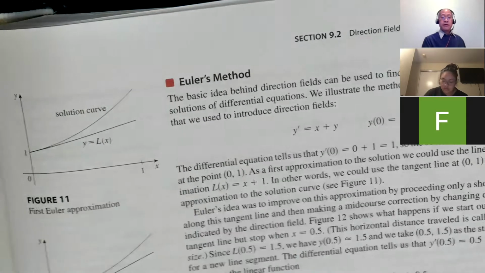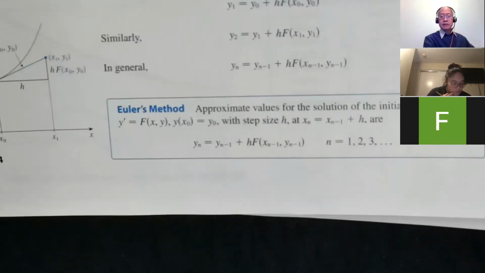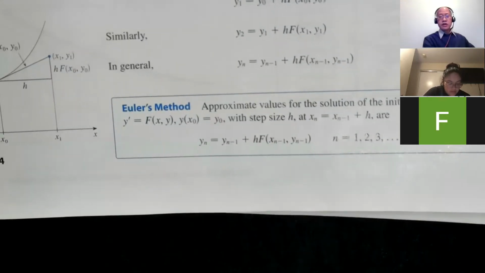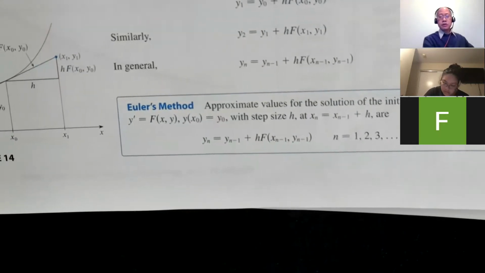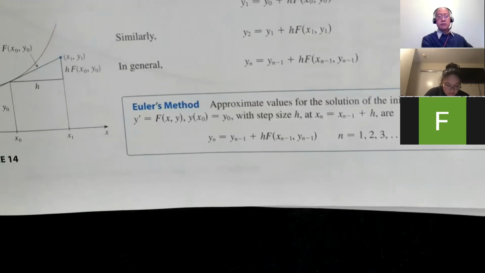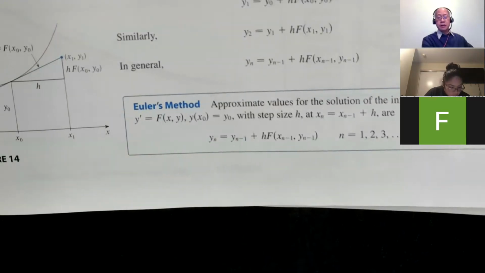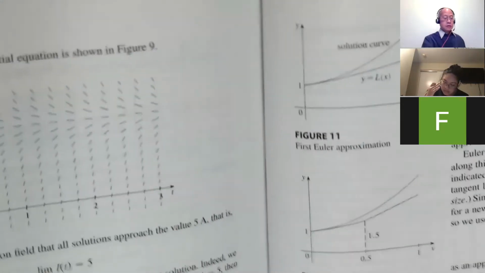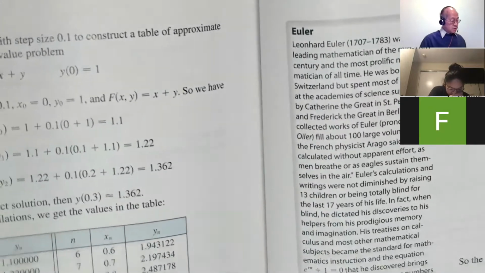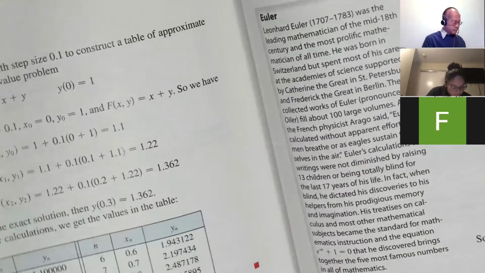Now, the text gives you their way of doing Euler's method. It's correct. So if you want to use it, you can use it. But I'll show you my version, which I think is easier to understand. Obviously, I'm biased. I'd rather do it my way. But let me see what's happening.